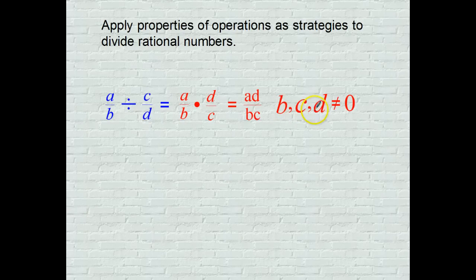b, c, and d cannot equal 0. So over here in the bottom, b and d we know of. Now that we flip the fraction upside down, you cannot have c equal 0 when we do our final simplifying.